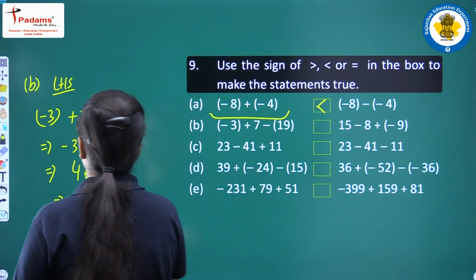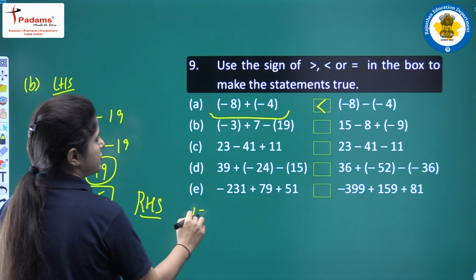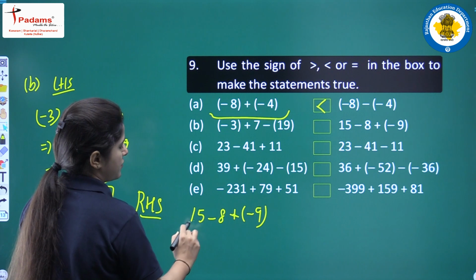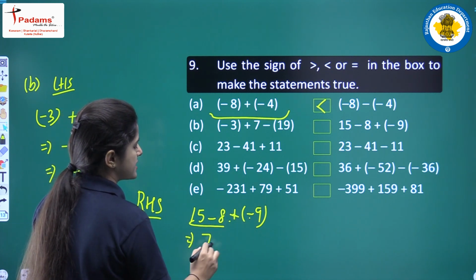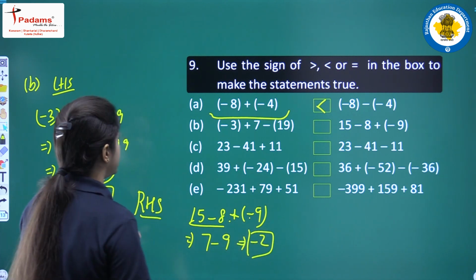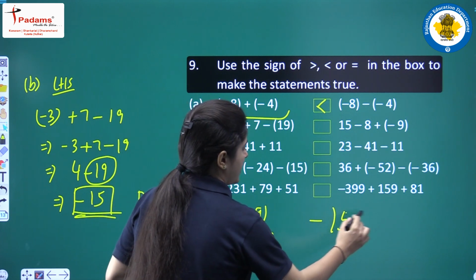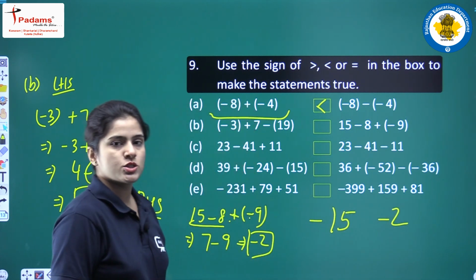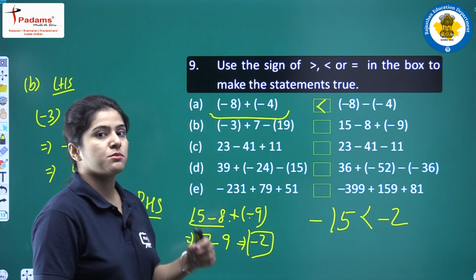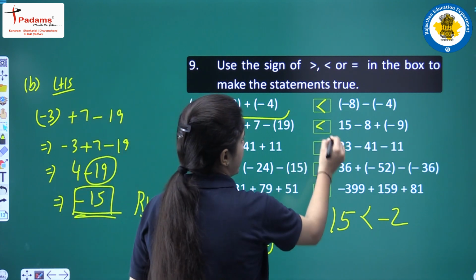Okay students. So this is your LHS and RHS is 15 minus 8 plus minus 9. 15 minus 8 is equal to 7, plus minus is minus, 7 minus 9 is minus 2. So clearly students, you can see that the left hand side is minus 15 and right hand side is minus 2. So minus 2 is greater than minus 15 because the more negative the number is, the smaller the number is. Okay. So this is like this.